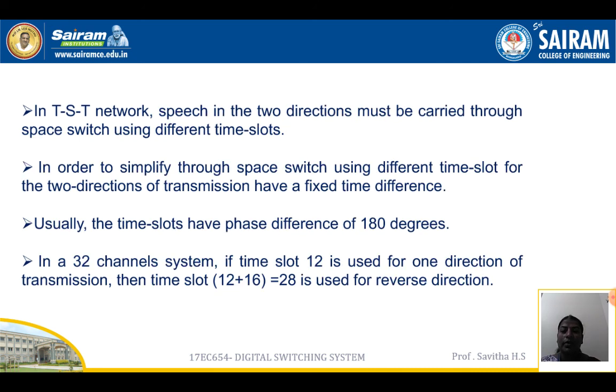In a TST network, speech in the two directions must be carried through the space switch using different time slots. In order to specify this, the different time slots for the two directions of transmission have a fixed time difference. Usually the time slots have a phase difference of 180 degrees. In a 32 channel system, if time slot 12 is used for one direction of transmission, then time slot 12 plus 16, equal to 28, is used for the reverse direction.